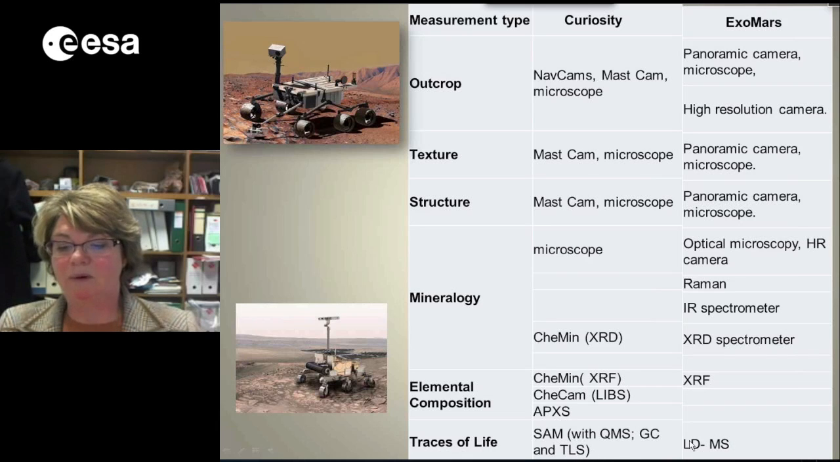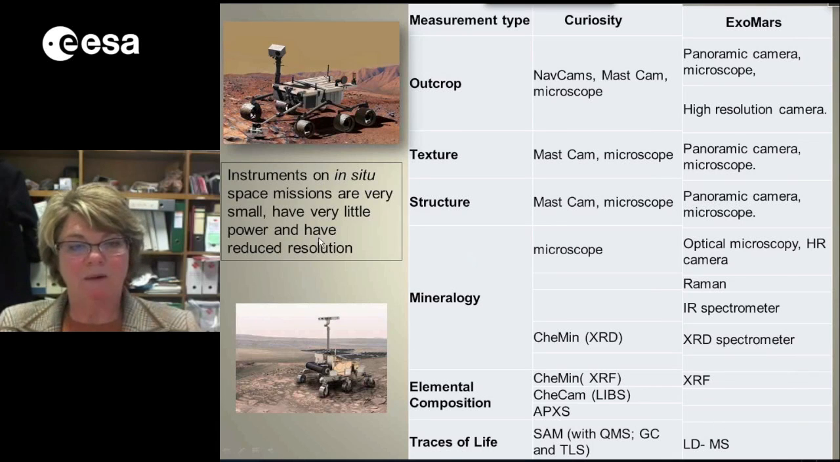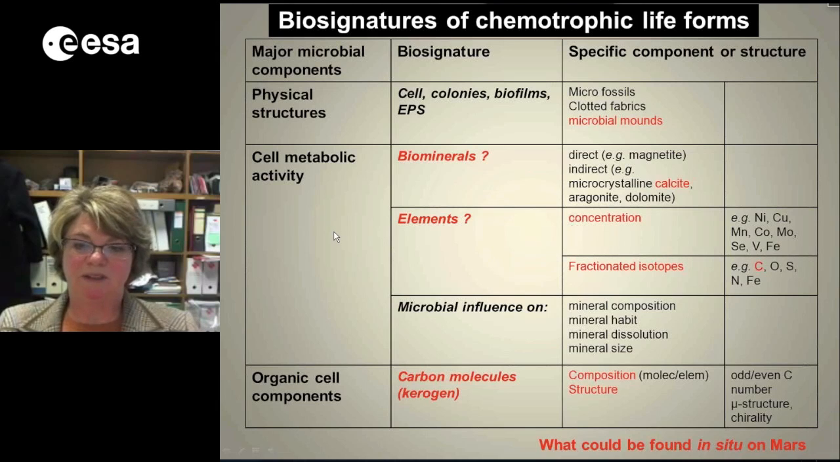On ExoMars, we will have a mass spectrometer that can also analyze molecules that are produced by laser desorption. So it's possible to look at the organic molecules and their molecular composition, but to what degree? We know that the instruments on missions are small, they have little power and reduced resolution compared to the instruments in a terrestrial laboratory on Earth. So with this instrument payload, what could we find on Mars?